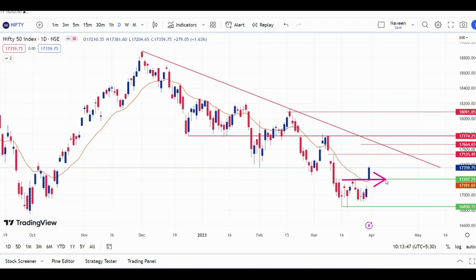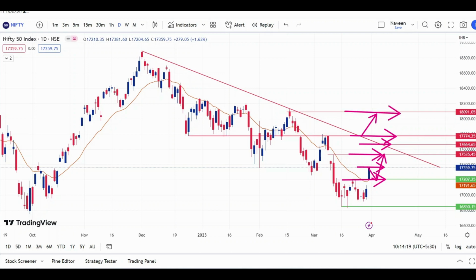The same level, the 17,200 level, will now act as important support for Nifty in the coming weeks. Index may retest this 17,200 and again give a bounce from this level. Then our first target will be 17,360 and our second target will be 17,535. Our third target will be 17,665 and our final target will be 17,780. Above this level, short covering move above 17,780 levels till 18,000 levels.